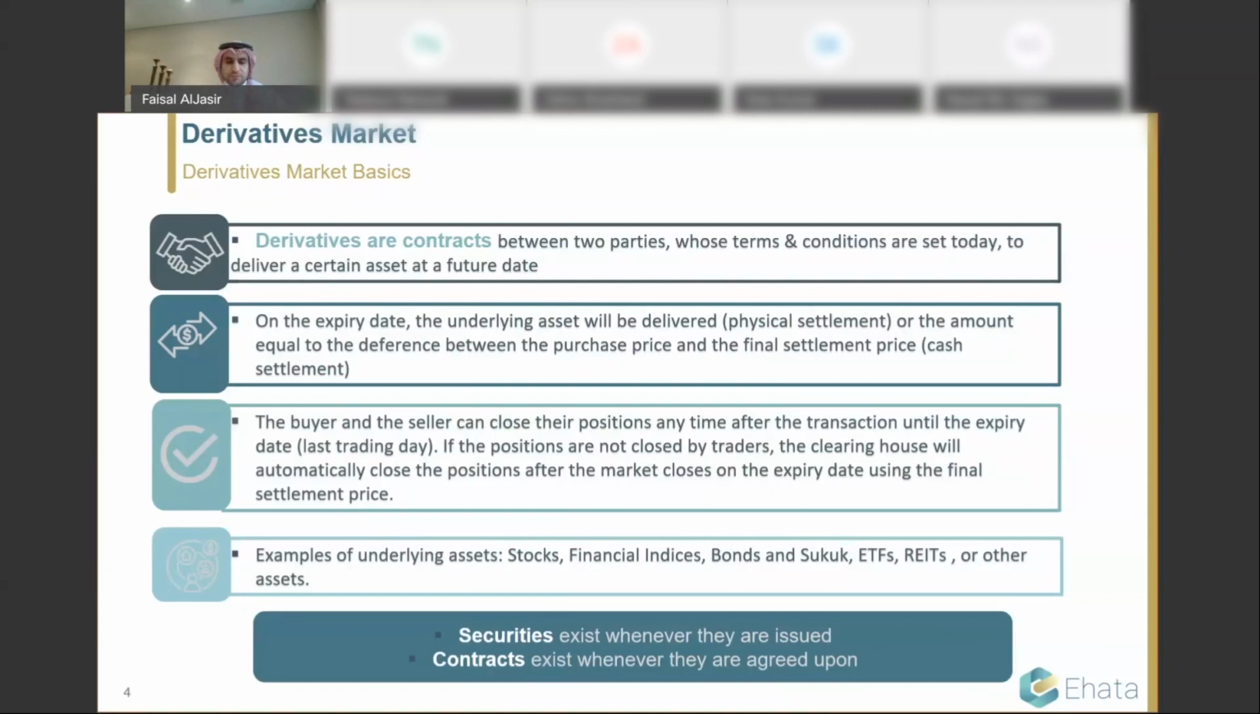Very important to understand here that derivative transactions do not involve a change in ownership, and their price is derived from the price of the underlying assets, hence the word derivatives.